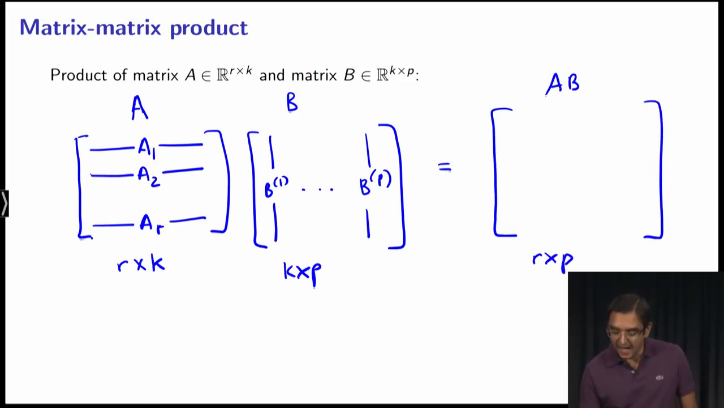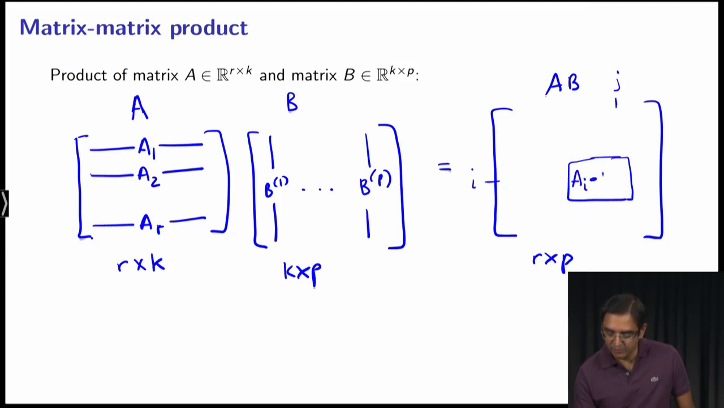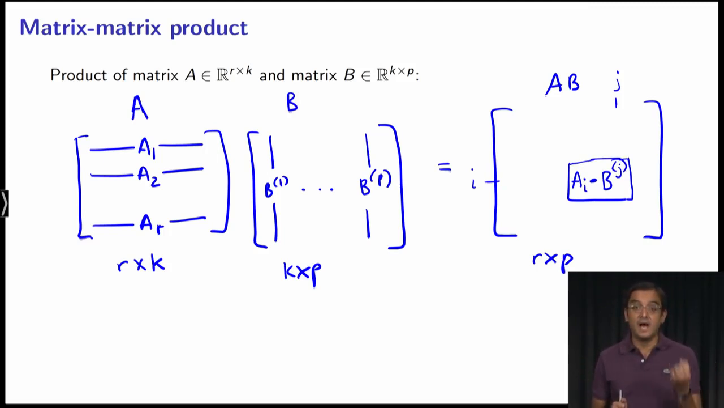Okay? And the ij entry of that matrix, so if you look at the entry in row number i and column number j, that entry over there is A sub i dot product with B superscript j. The ij entry of AB is simply the dot product of the ith row of A with the jth column of B. Okay, so in order to compute the product, we simply take a bunch of dot products of every row of A with every column of B.